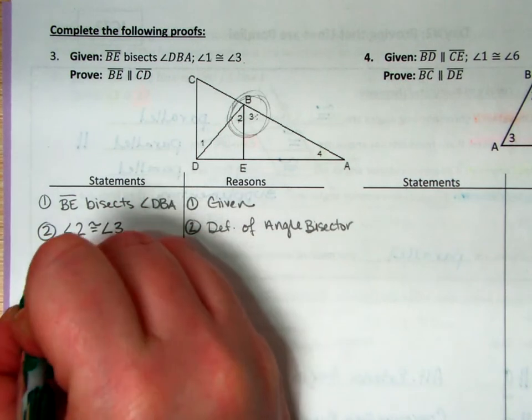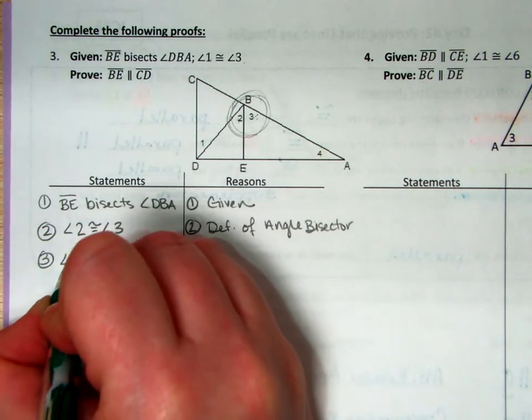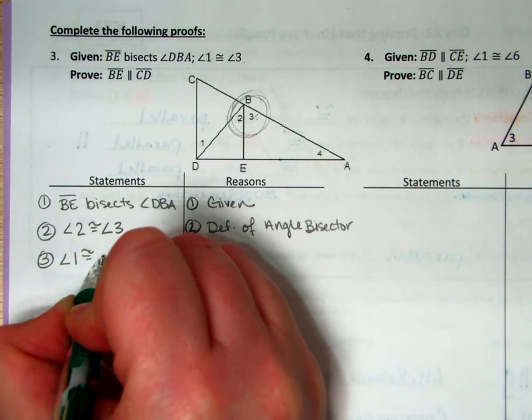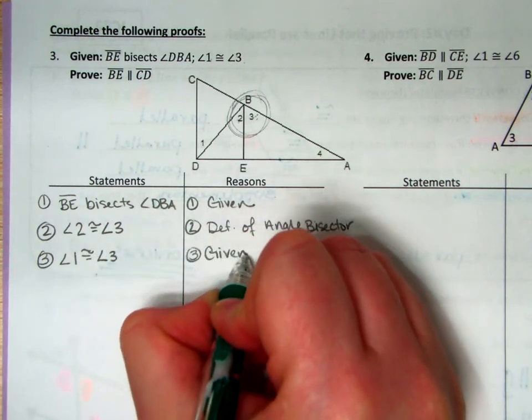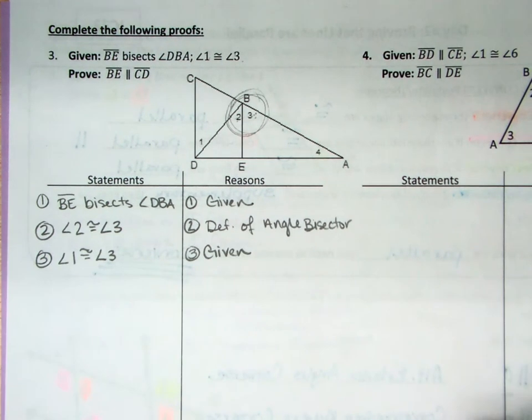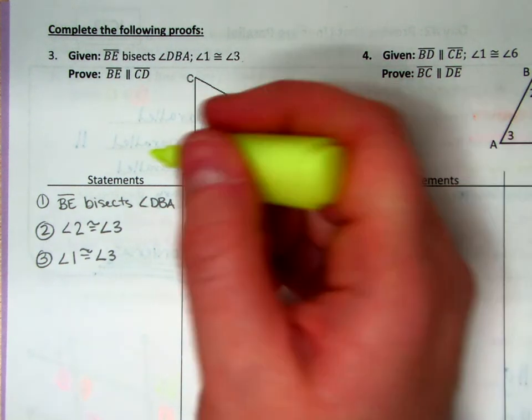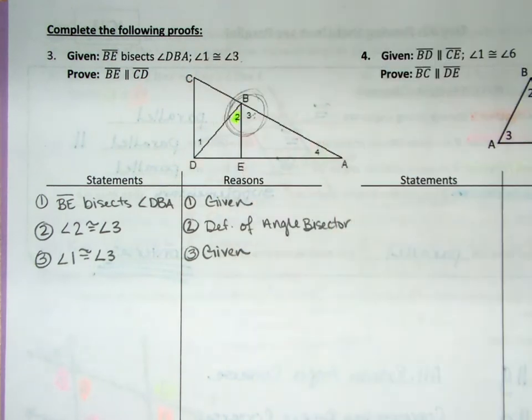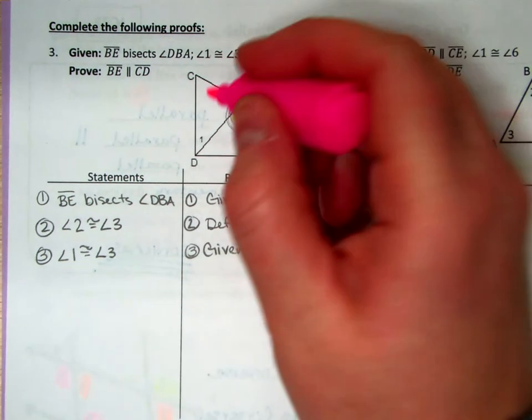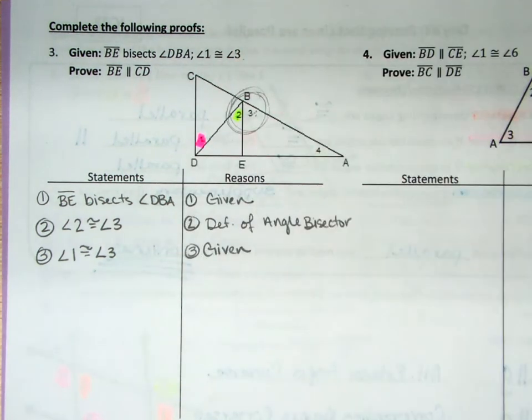All right, and then also, line 3, I have angle 1 is congruent to angle 3, and that's a given. These 3 steps can go in any order that you want as long as BE bisects angle DBA before the 2 and 3. So I'm going to use some colors. 2, 1, 3.